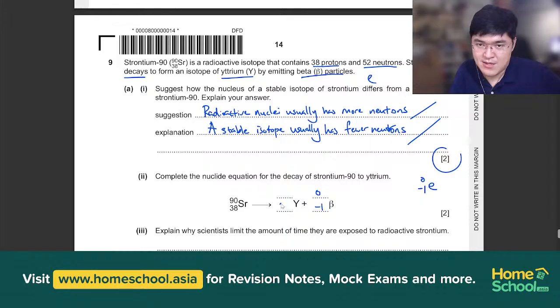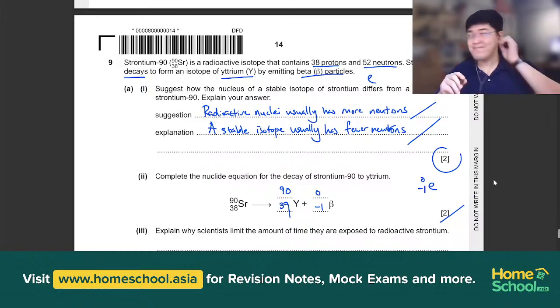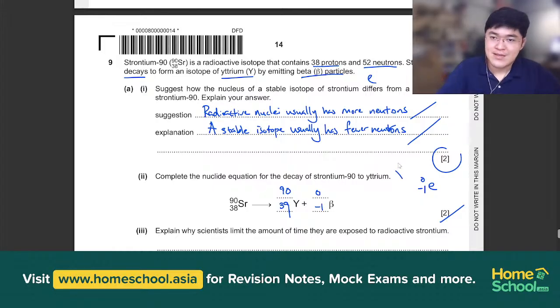So this would be 39. And the mass remains constant because a beta particle has negligible mass, so the mass of this should remain as 90. So for these 2 marks, 1 mark for the correct numbers on yttrium and 1 mark for the correct answers for the beta particle to get your full 2 marks. Pretty straightforward, yeah?